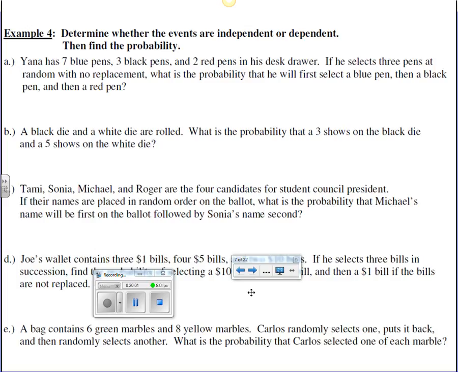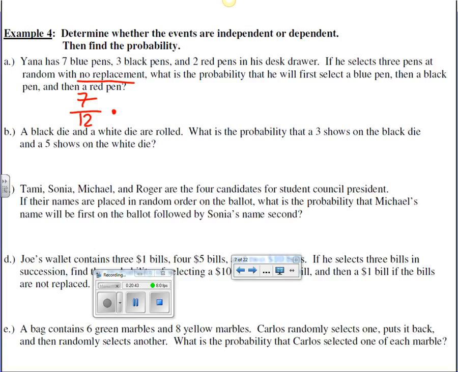Carter, read about Yana, please. Good. Ethan, what do I want you to underline? No replacement. Very good. So Kendra, what is the probability that he will first select a blue pen? That's fine. Take a minute and do it. 7/12, and then I'm multiplying.